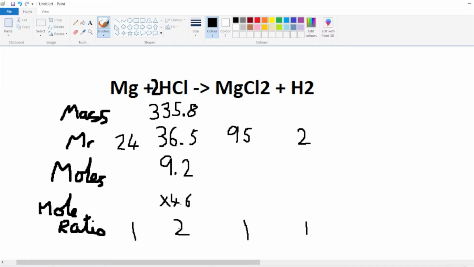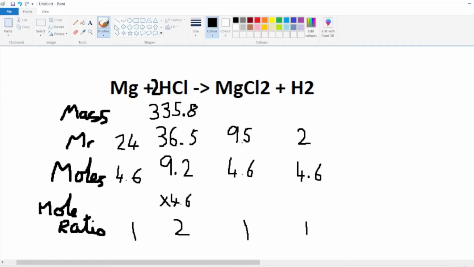So because it's a ratio, we do the same thing to everything. Same thing to every number. So times 4.6 to all the ones, they'll all come out to be 4.6. So now we've actually come very, very close to finishing our table. We're just going to refer back to the question it asked: what is the mass of our magnesium chloride produced?